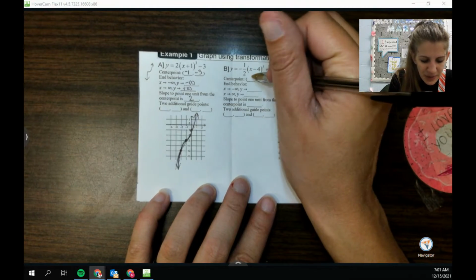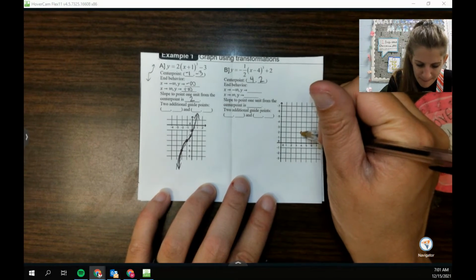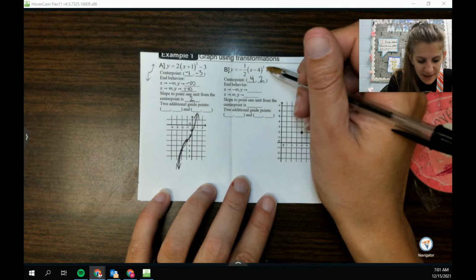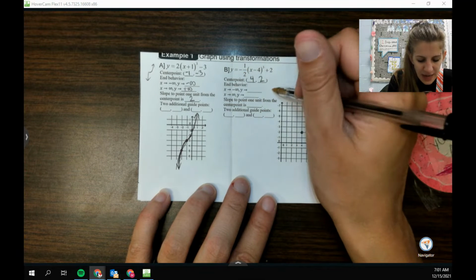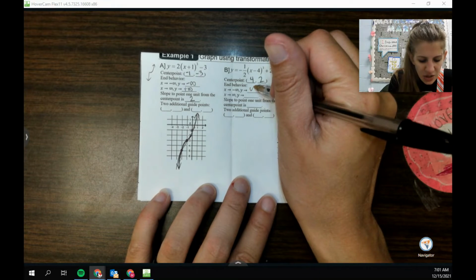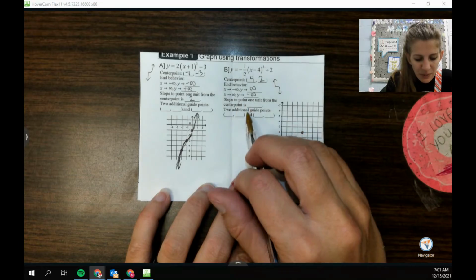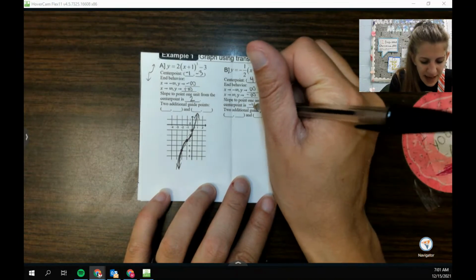So we have our center point, which is going to be at 4, 2. So we can go plot that. This end behavior, so we're still odd, but we're negative. So we're going to start up and end down like this. So positive to negative. My slope to 1 point is going to be half or negative half.